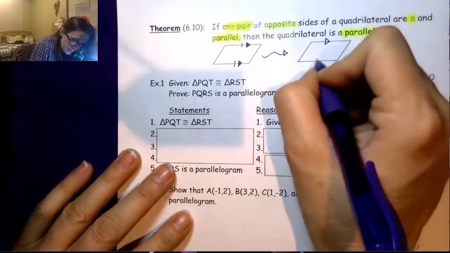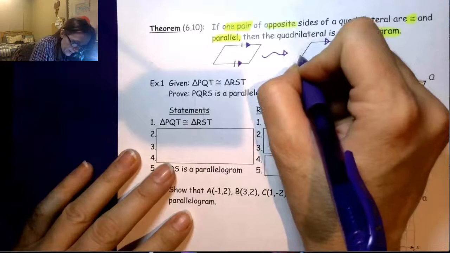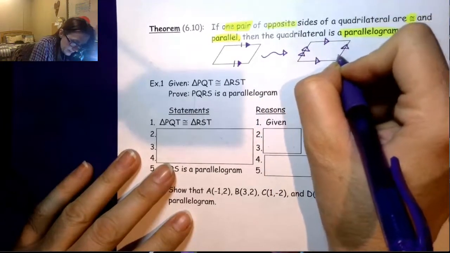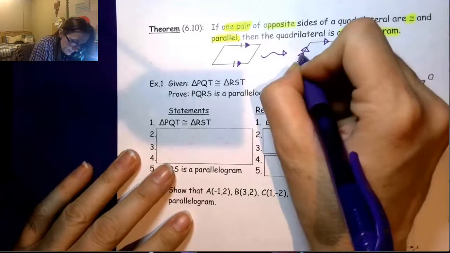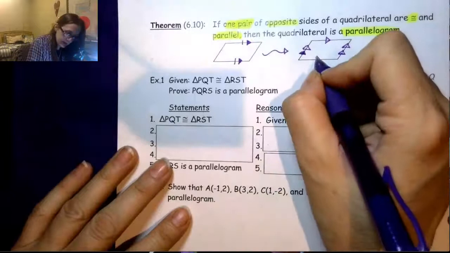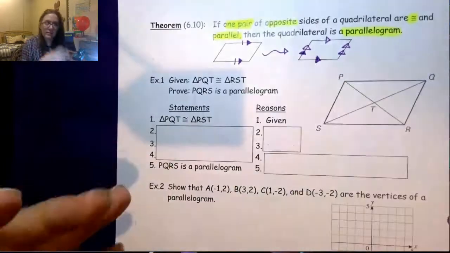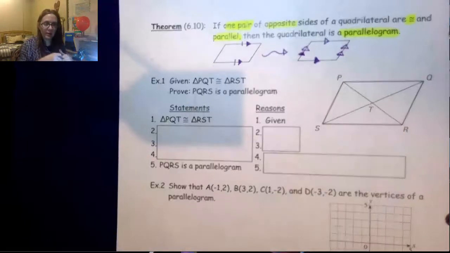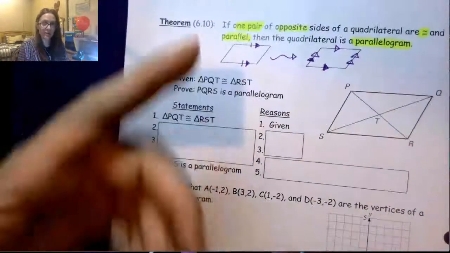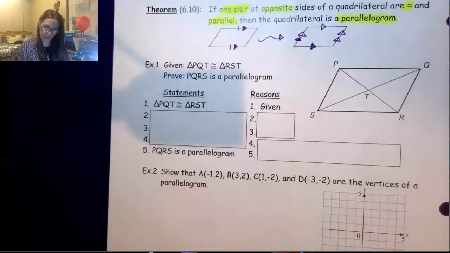And I know that this side is parallel to this side, and I know this side over here is parallel to this side over here. There we go. So the other ones, you had one of the things, but in this case, if you know that one pair has both of those features, that's enough to say it's a parallelogram.